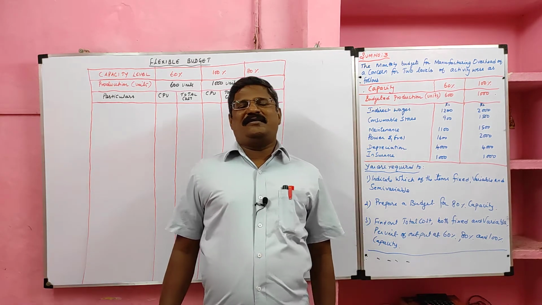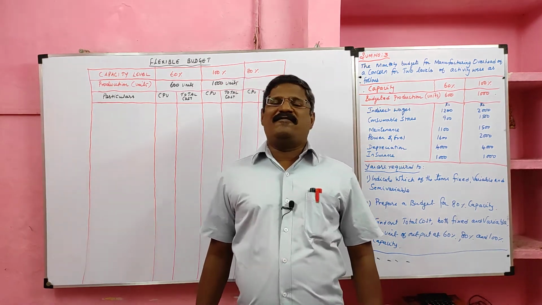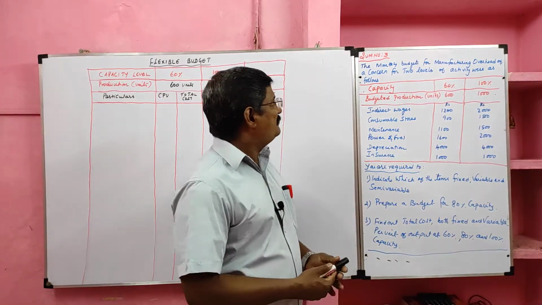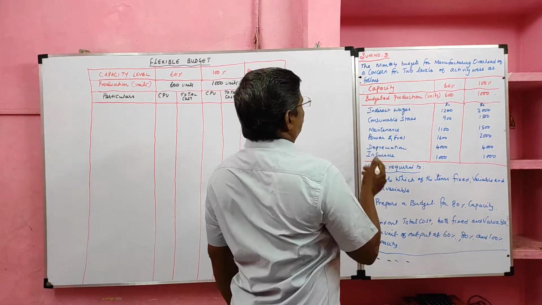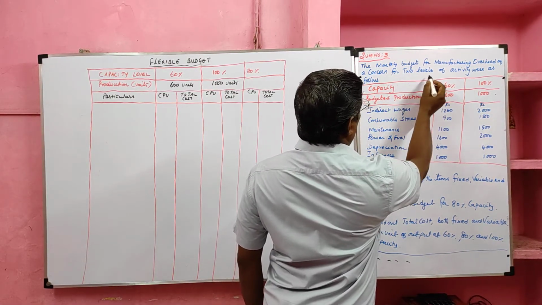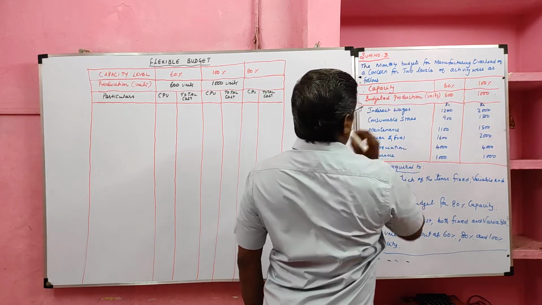Students, today we are going to learn the third problem on flexible budget. It is a different problem. Look at the problem. Sum number 3. The monthly budgets for the manufacturing overhead of a concern for two levels of activity were as follows.